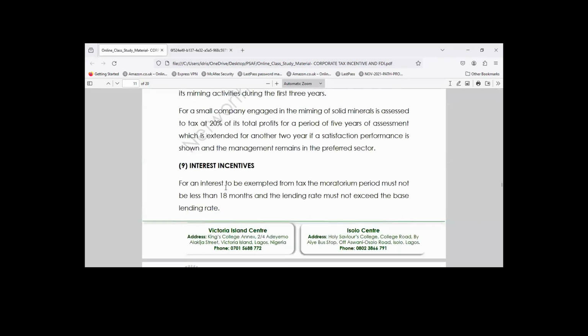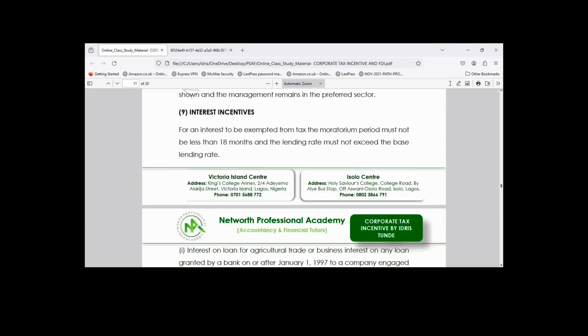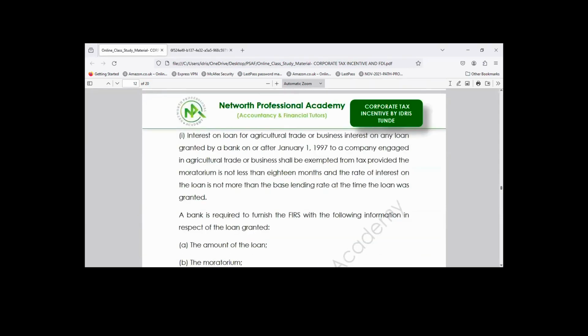Apart from that, we have interest incentive. Interest incentive is given to a bank. There are some interests of a bank that will be exempted from tax. Example, if a bank gives a loan for agricultural business, such kind of interest will be exempted from tax, provided that the moratorium period is not less than 12 months.